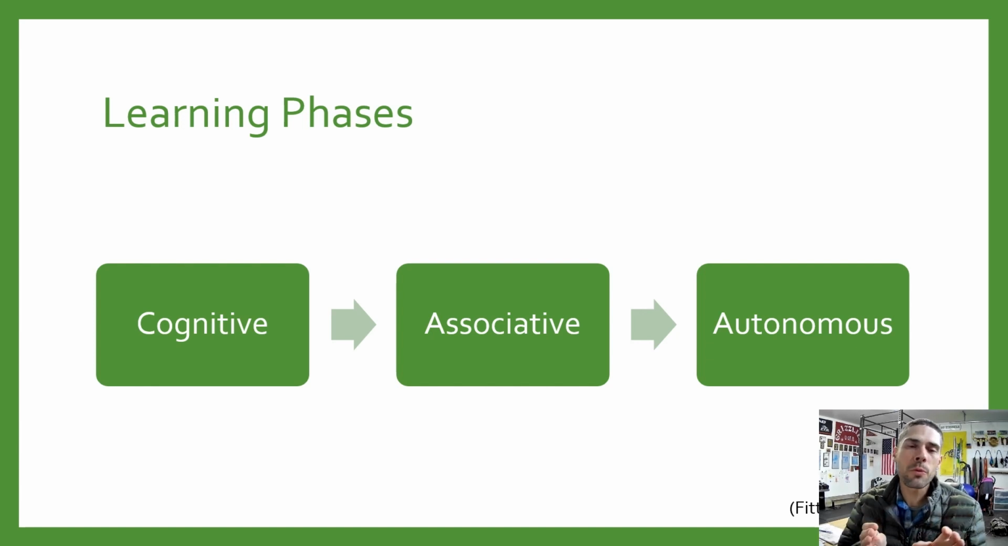Okay, but once we move through the cognitive stage and the associative stage, we move to the autonomous stage or phase, which is all about getting to the point where performance execution has been optimized, to where it can occur with relatively little conscious thought, right? It's automatic.